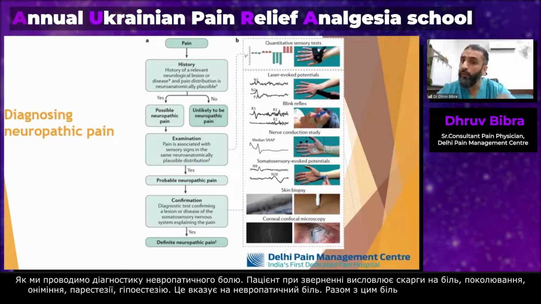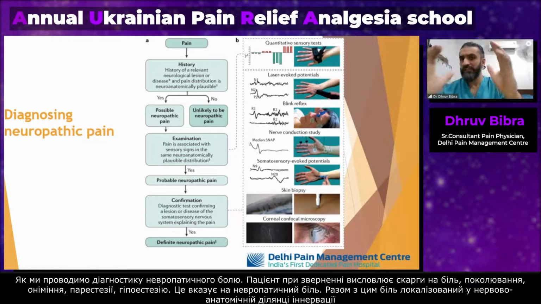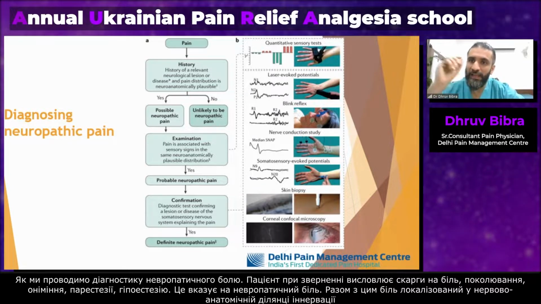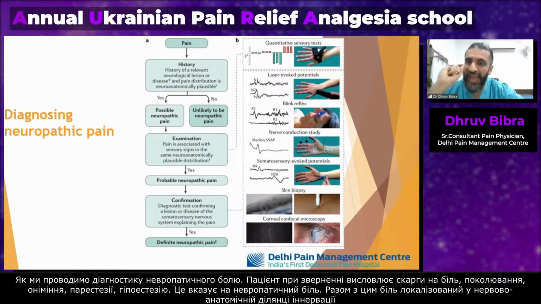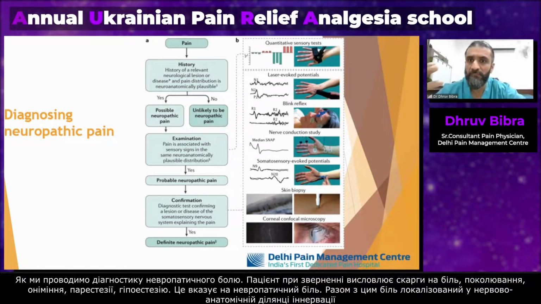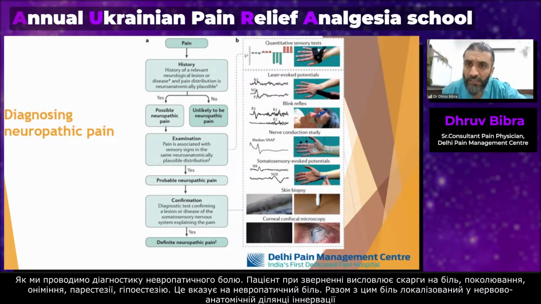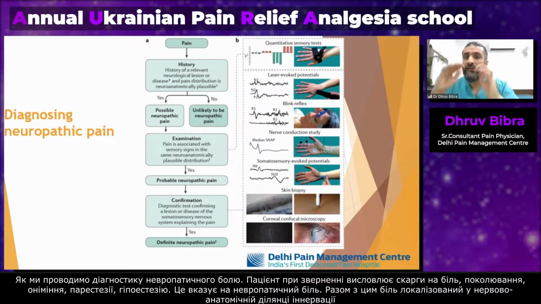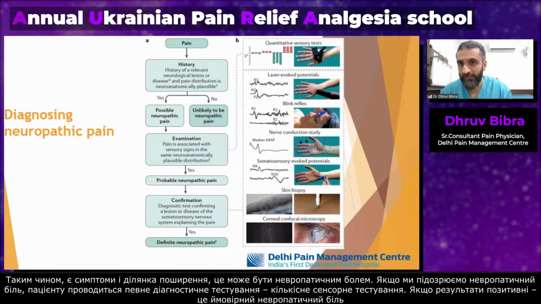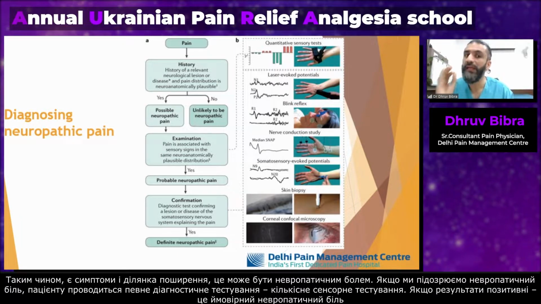Now, how do we diagnose it? I would like to take you to your OPD setting where you are seeing the patient. A patient walks into your OPD with a complaint of pain, having some symptoms like tingling, numbness, paresthesia, hypoesthesia, which are suggestive of neuropathic pain. Along with that, the distribution of pain is in a neuroanatomical area of distribution. So you have symptoms and an area of distribution. Then what we are dealing with is a possible neuropathic pain.